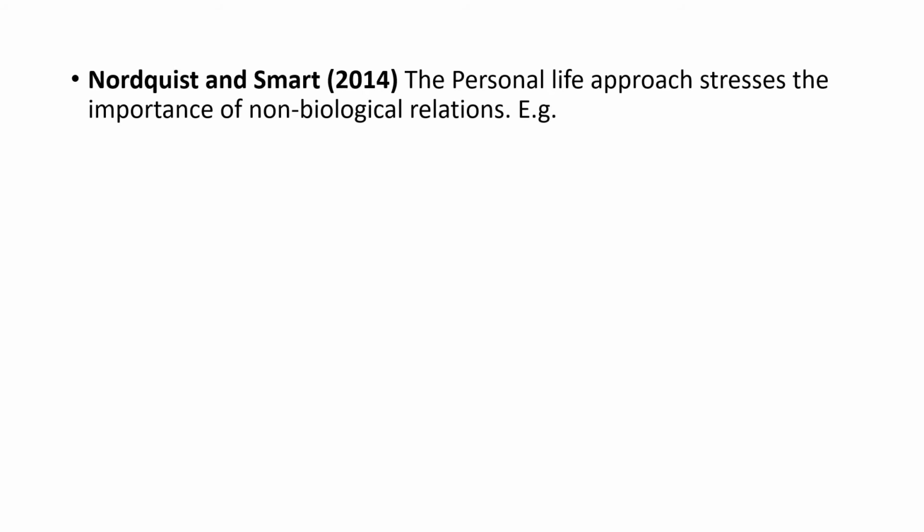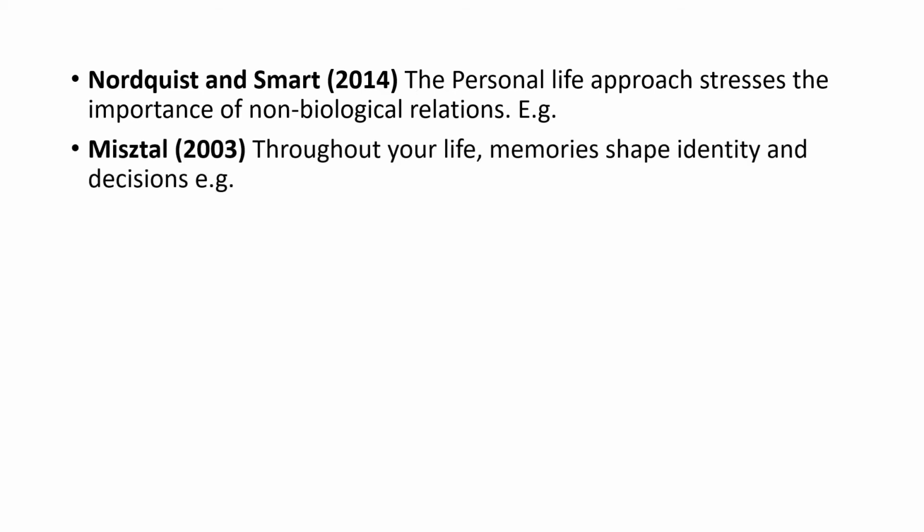So a couple of things then. This is on the next page in your pack. Sorry, I've lost track of what page we're on, but it's at the top of one of the pages. So Nordqvist and Smart, I'm not sure of the spelling. The personal life approach stresses the importance of non-biological relations, and then you've got a little space there to write some examples. And it would be great if you could write examples from your own life. So it might be your best friend or your mum's best friend, or step families, or anyone in your life who's important to you but not biologically related.